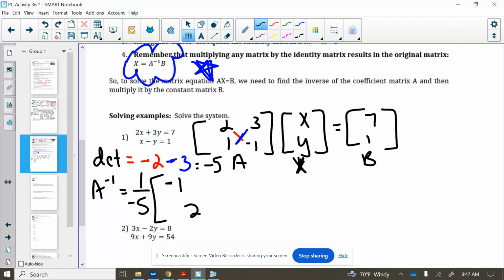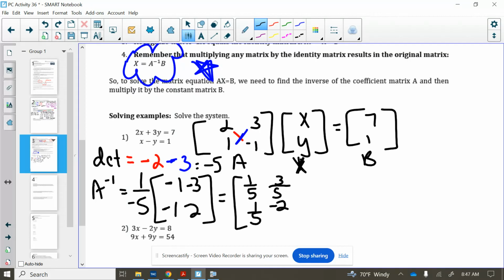A and D switch spots. B and C switch signs. We now have negative 3 and negative 1. And if we distribute that value through, we have negative 1/5 times negative 1, which is positive 1/5. Negative 1/5 times negative 3, the negatives cancel and we just get 3/5. And then we have negative 1/5 times negative 1, again that's positive. Negative 1/5 times positive 2 becomes negative 2/5.